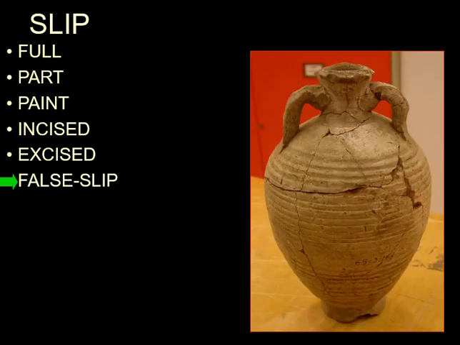Then you have a false slip. A false slip is when you have salts crystallizing on the surface to make it lighter than the underlying body. So you can see this is quite a light surface, and the underlying clay is actually much redder.